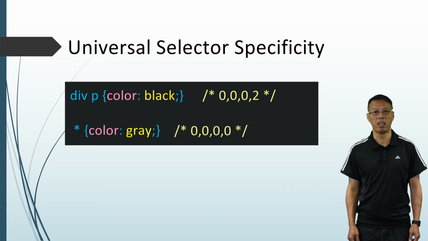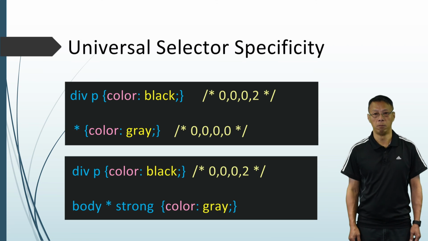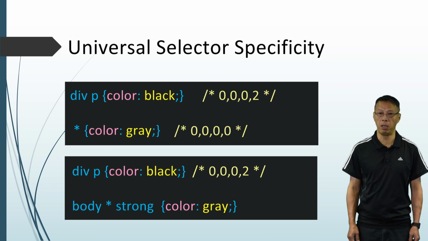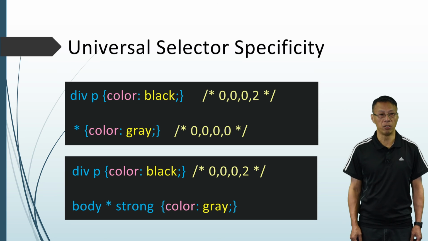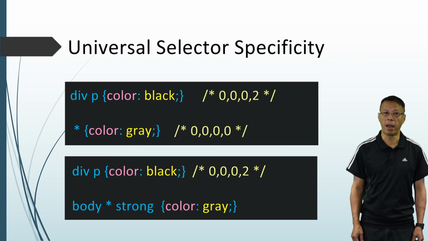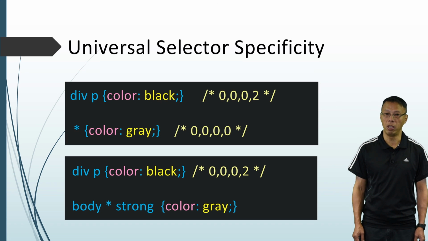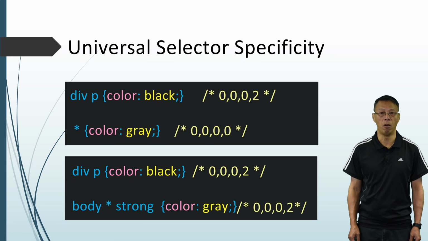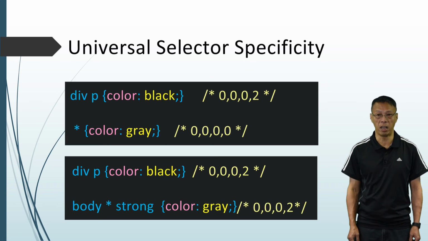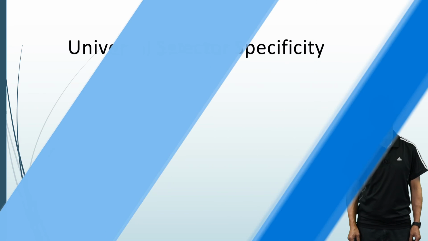Now when we look at the second example, we have div space p, and the associated coordinate is 0002. For the combinators, they should have no impact on the overall specificity of the selectors. That is why the body star p, we have only associated with, again, 0002.